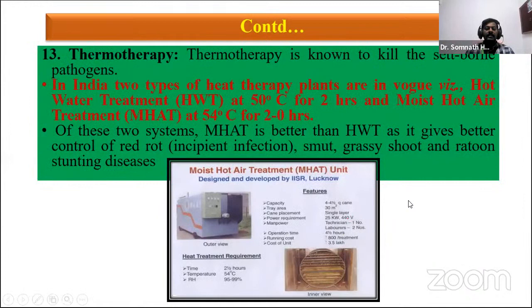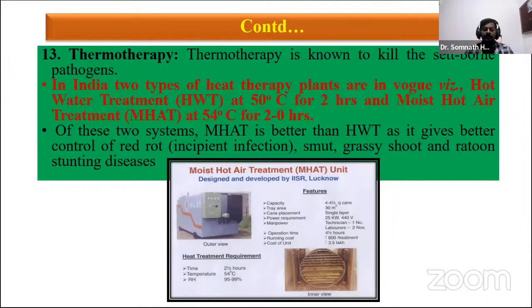Last is the thermotherapy. Thermotherapy is very useful against seed-borne pathogens. In India, two types of heat therapies are recommended for the management of sugarcane diseases. That is hot water treatment at 50 degrees Celsius for 2 hours, and moist hot air treatment, that is MHAT, which was developed by the Indian Institute of Sugarcane Research, Lucknow, at 54 degrees Celsius for 2 hours.